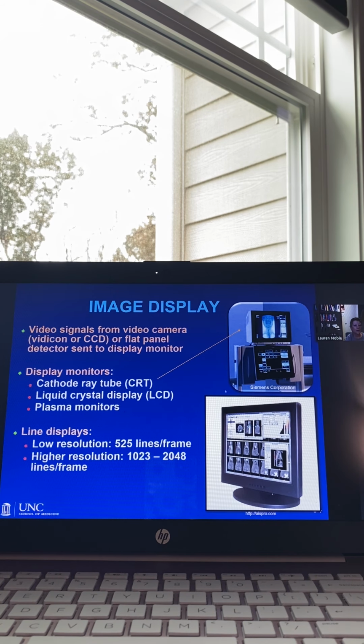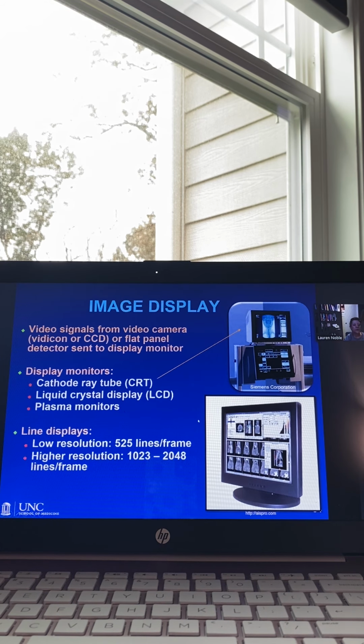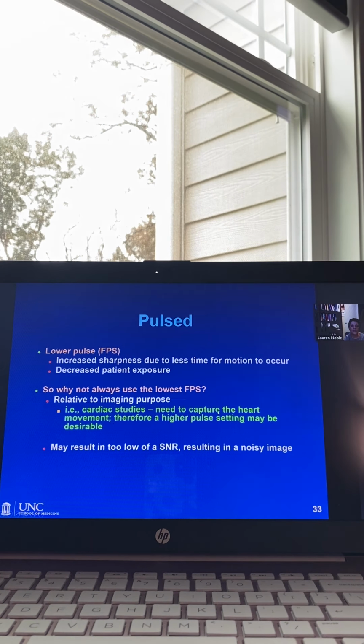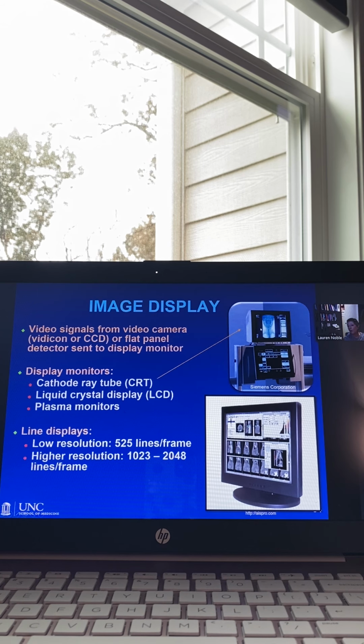With these cathode ray monitors, they're low resolution monitors. If we end up with approximately what's called 525 lines per frame, that yields a low resolution image. In fact, if you go back a few slides, you see where this field was produced with 262 and a half lines, and this field was produced with 262 and a half lines. When you add those two numbers together, you get 525 lines. So these display monitors have very low resolution.